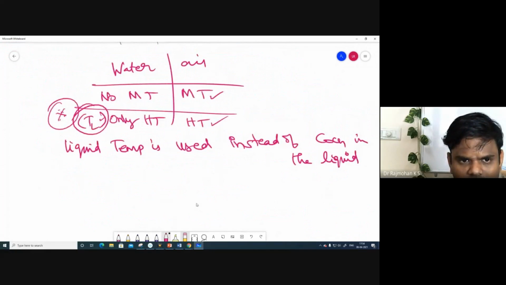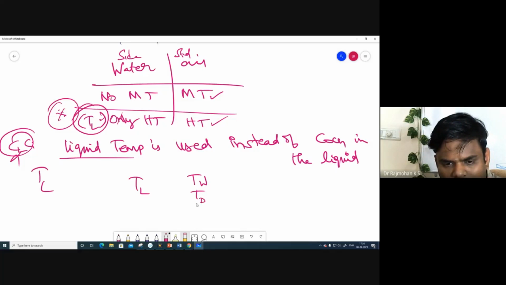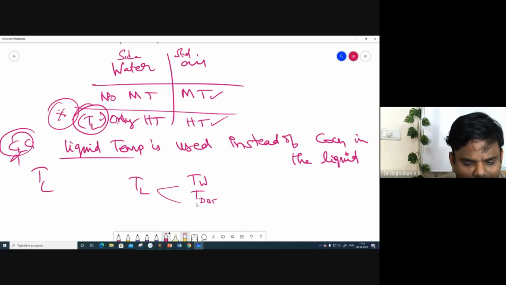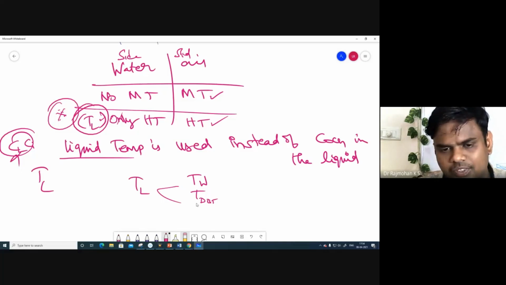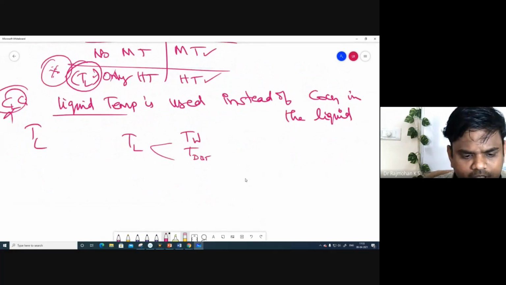So in the water side there is no mass transfer and only heat transfer is taking place, whereas in the air side mass transfer and heat transfer are both taking place. Therefore, instead of concentration, we don't talk in terms of the concentration in the liquid or at the interface. We are concerned about the liquid, so that parameter is used, the liquid temperature TL. Whether this TL is close to T, is it between TW and T, that is the dry bulb temperature, how it is varying, depending on that we are going to have a different system. Now the humidity and temperature of the air are changing.